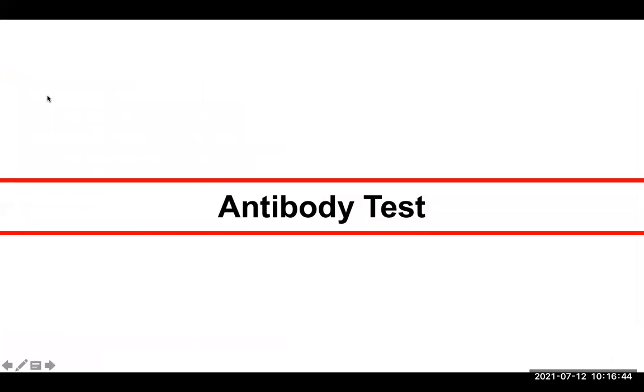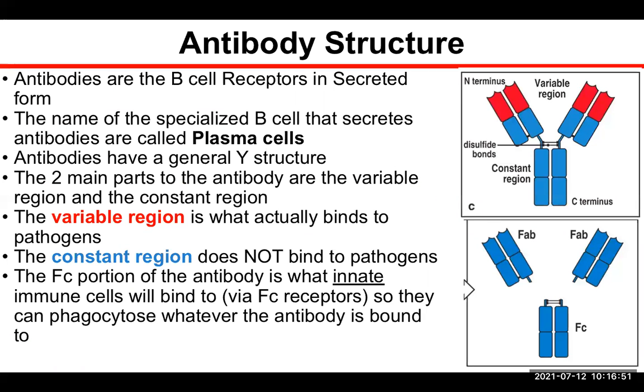So now let's talk about the antibody test, which is a little bit more, I would say, complicated. So let's just go ahead and review some basic antibody structures that I've referred to in the adaptive immunity lecture, because antibodies are so important when it comes to a lot of these tests, as we just saw with the previous test.